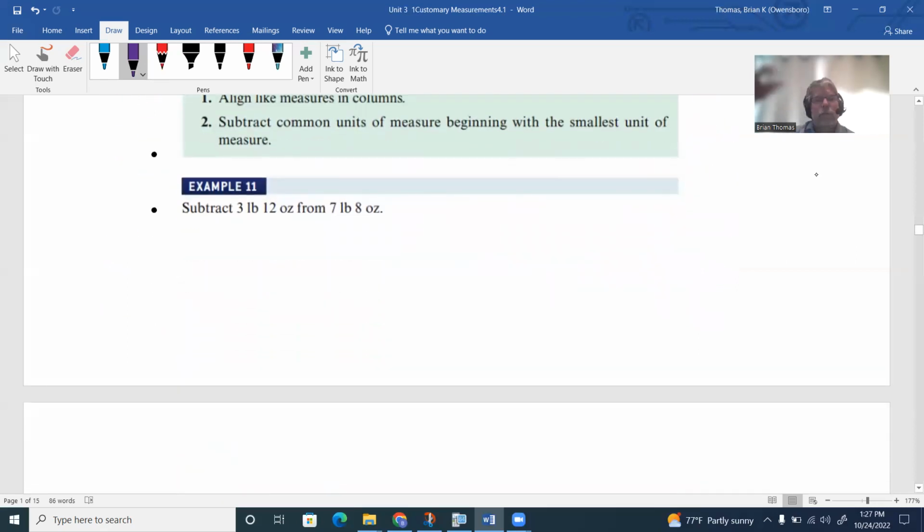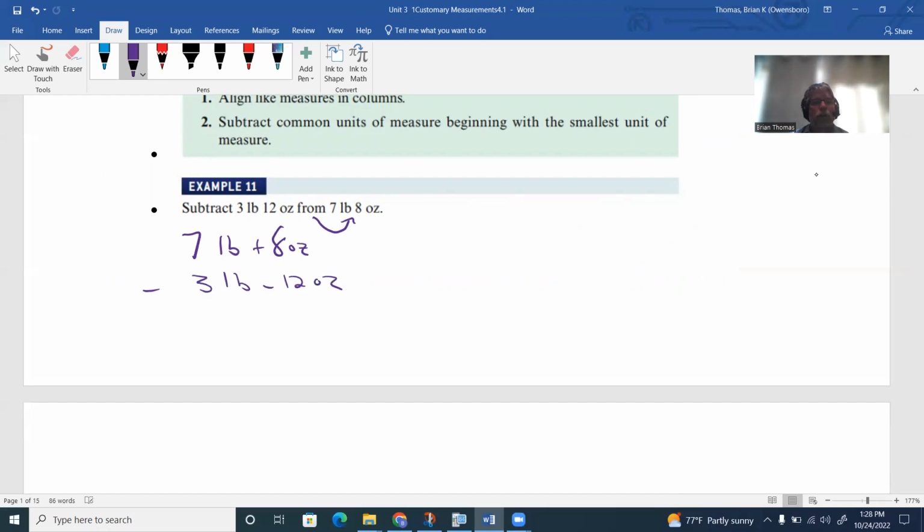Now, if I have mixed units like this, notice it says from 7 pounds, 8 ounces. So I'm starting with the 7 pounds plus the 8 ounces, and I'm subtracting 3 pounds and 12 ounces. You're subtracting both of those values. But notice how I can't do 8 minus 12. So here we have a borrowing concept.